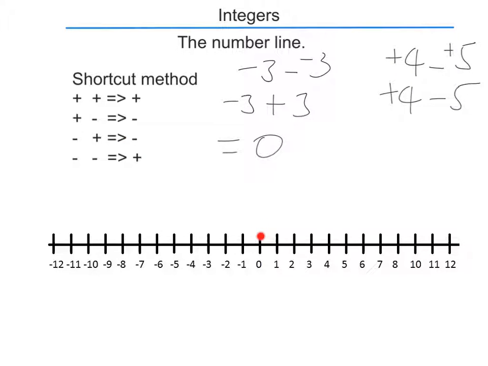Starting at 0 again, +4, 1, 2, 3, 4, 4 in the plus direction. Subtract 5, that's 5 in the negative direction. 1, 2, 3, 4, 5, and I end up at -1. So the answer to that one is equal to -1.